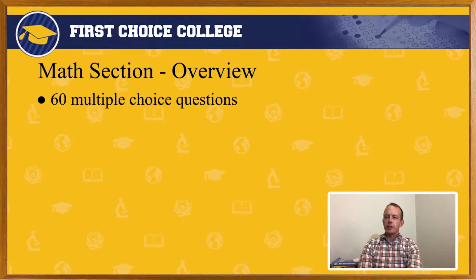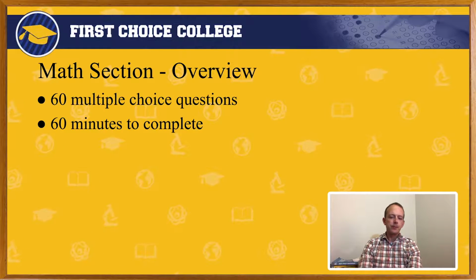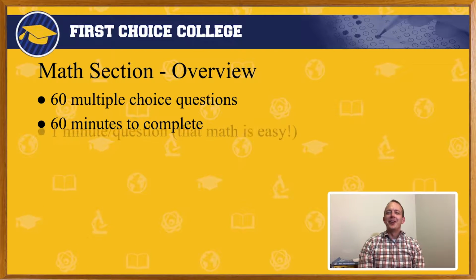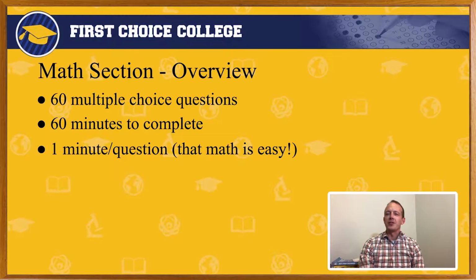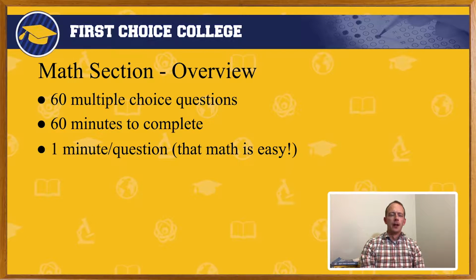Now we're going to talk about the math section, give a brief overview and some brief strategies about how we can generally attack this section. The math section contains 60 multiple choice questions, and you have 60 minutes to complete this section. This will be the easiest math problem that you have on the test, giving you 1 minute per question and a good pace at which to measure yourself when you're practicing.